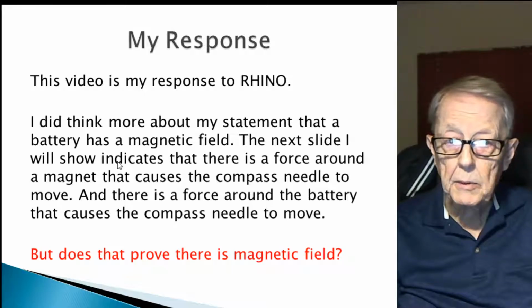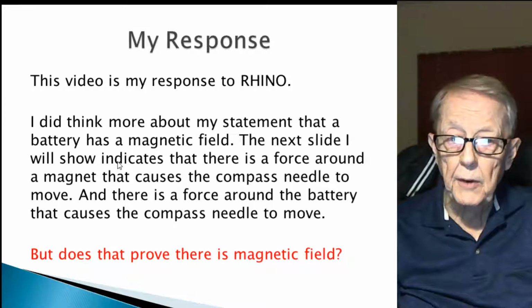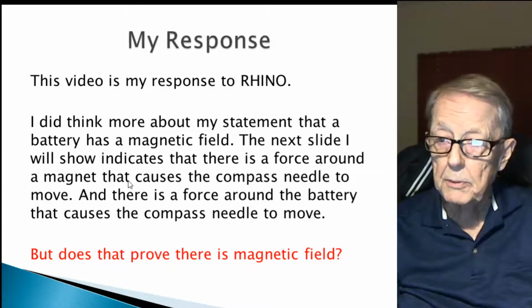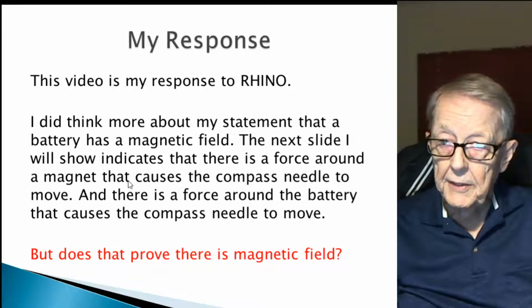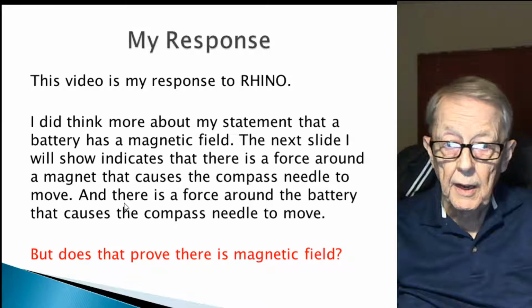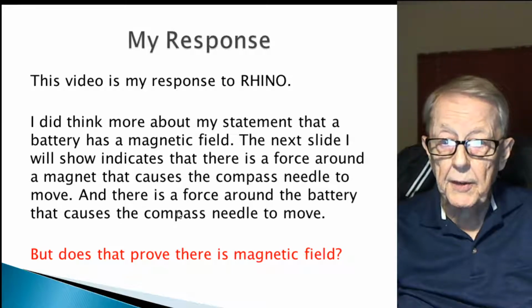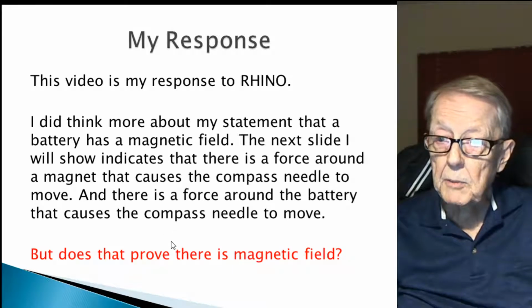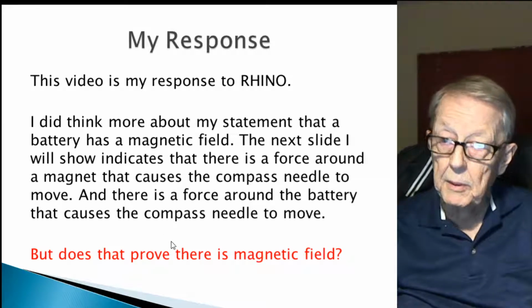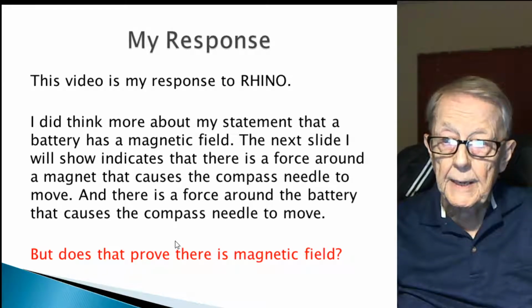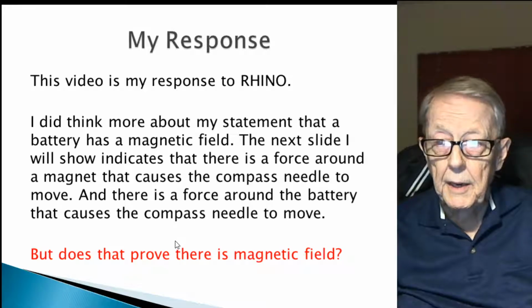The next slide I will show indicates there is a force around a magnet that causes the compass needle to move. As you move the compass around, the needle moves, and there's something causing that. And there is a force around the battery that causes the compass needle to move. But then the question I'm asking myself that I missed last time, but does that really prove there's a magnetic field? I'm going to stop here again.